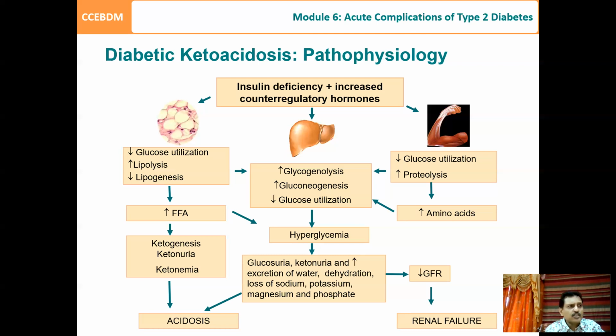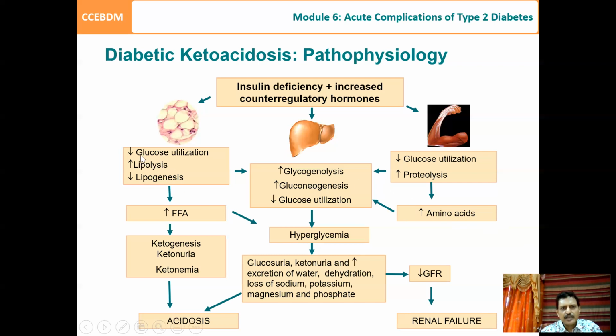Now the glycerol goes into the gluconeogenetic pathway, and they produce more glucose and contribute to the hyperglycemic state. Now when the amino acids are broken down, there is a production of alanine and other amino acids. These amino acids will go into the gluconeogenetic pathway, and they will produce more glucose and contribute to hyperglycemia. So the amino acid goes into gluconeogenesis, producing hyperglycemia.